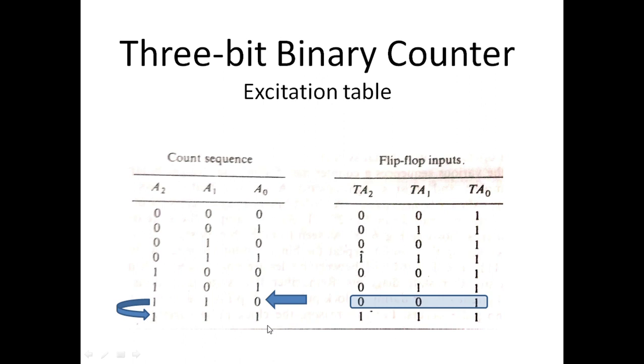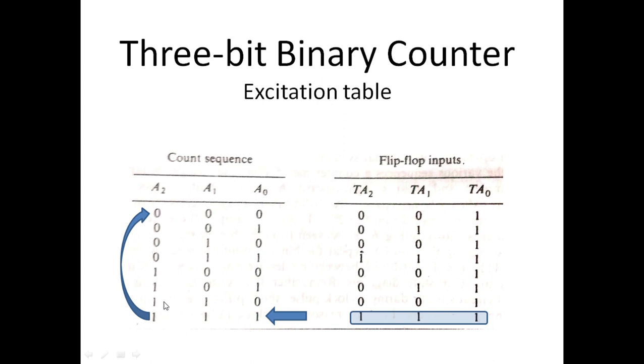Now we want the states to be repeated again from 0, 0, 0. So we have to move the current state. When the current state is this one, we would like to move back to the initial state, which is 0, 0, 0. To do that, we have to toggle this state because we want to change it to 0. We want to change the state of this flip-flop to 0. We want to change the state of this flip-flop to 0.